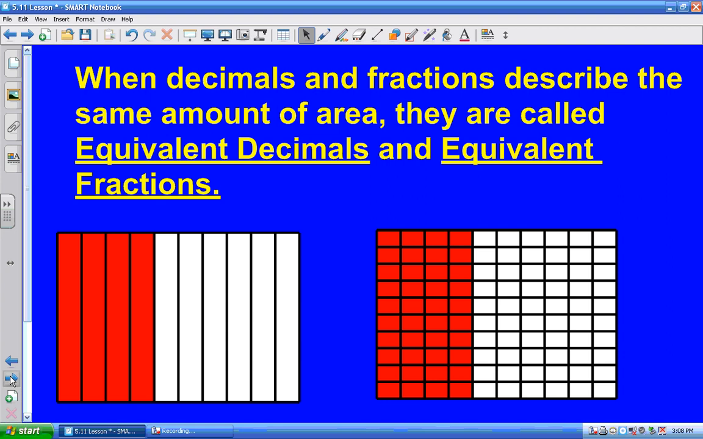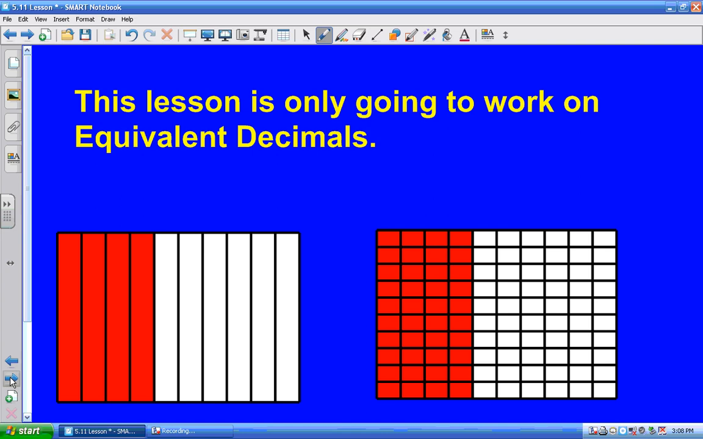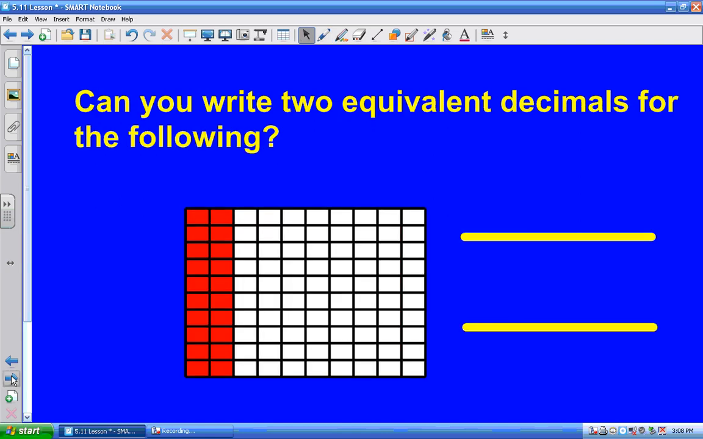When decimals and fractions describe the same amount of area, they are called equivalent decimals and equivalent fractions. I told you that already. So the lesson's only going to work with equivalent decimals. So let's see, you can tell me 2 equivalent decimals for this one box. Dave, can you give me one of them, please?